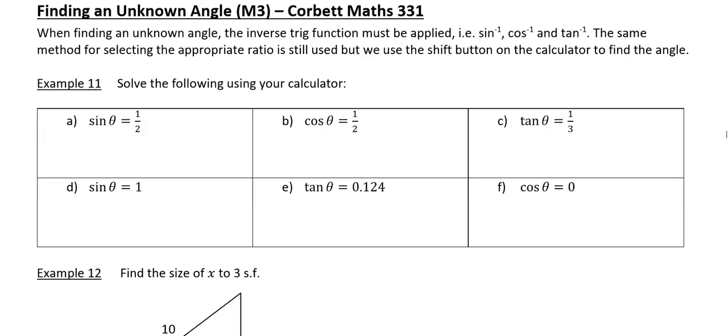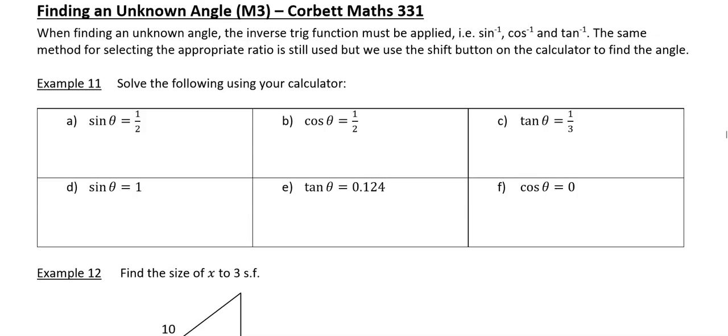Okay, in this video we're going to look at how we can use trigonometry to find missing angles in right angle triangles. Now before we do that, we're going to look at the inverse trig functions. So the inverse trig functions are sine to the minus 1, cos to the minus 1 and tan to the minus 1. And it's easy to remember that they are the inverse trig functions because they're on the same button on your calculator.